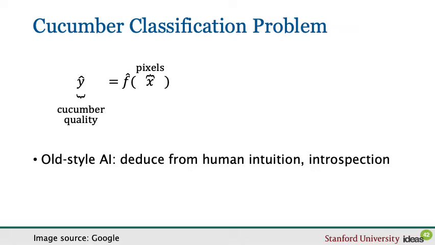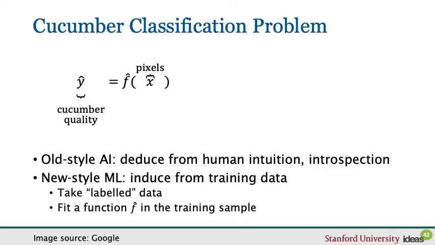So instead, the modern way of doing artificial intelligence, of doing machine intelligence, specifically of leveraging machine learning, is to turn this question into a question of effectively training on training data and applying our knowledge on new data. In other words, a question of statistics. So specifically, that new style machine learning tries to induce the structure in a mapping from pixels to cucumber quality, not by human intuition or introspection, but largely from training data.